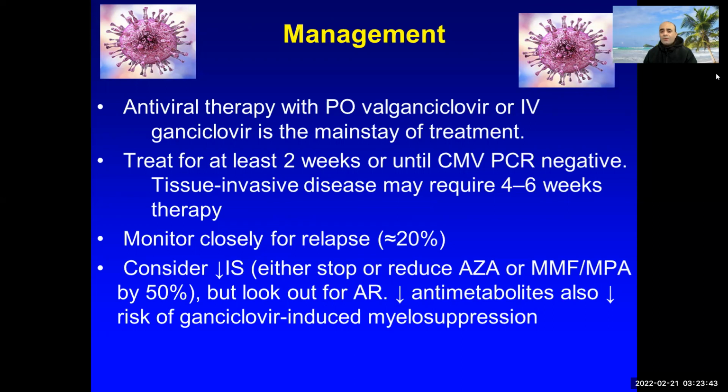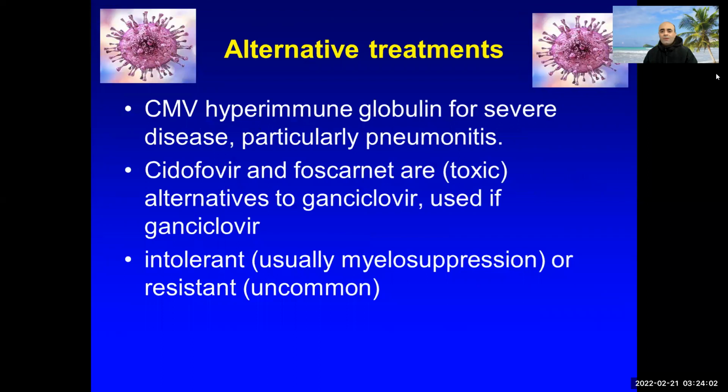Consider decreasing immunosuppression, either stop or reduce MMF or mycophenolic acid, or decrease the CNI by 50%, but look out for acute rejection in the kidney transplant patient. Decreasing the antimetabolite also decreases the risk of ganciclovir-induced myelosuppression.